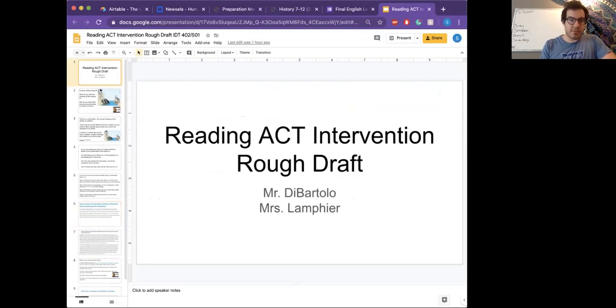Okay. So today we are doing reading ACT intervention. Really what it's going to look like is we're going to do a quick do now. I'm going to give you a strategy and some notes for the ACT. We're going to read 2 Onion articles, then we are going to read an article on climate change, and then we're going to have prep work. This should take all in all probably about 30 to 45 minutes. Cool.